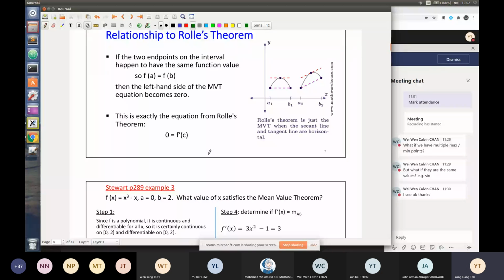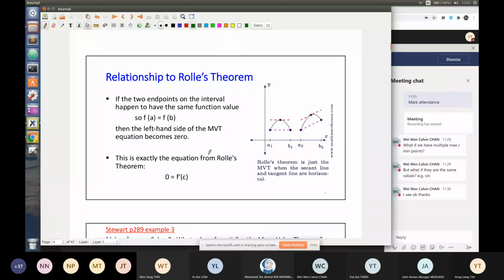So, the relationship to Rolle's theorem. Actually, both of these are MVT. But this one is Rolle's. That's why I say MVT is a broader theorem that already encompasses Rolle's.